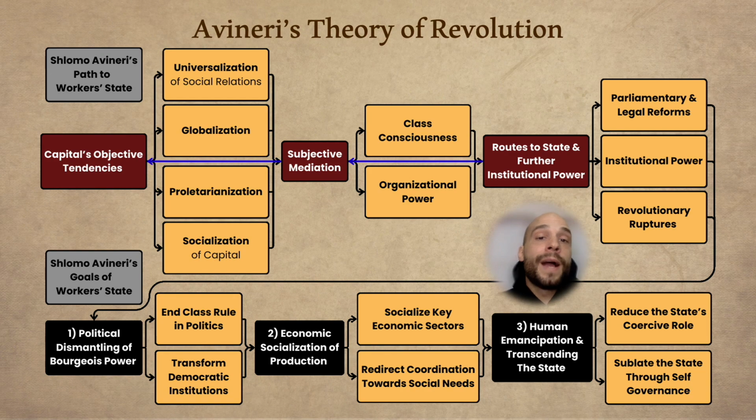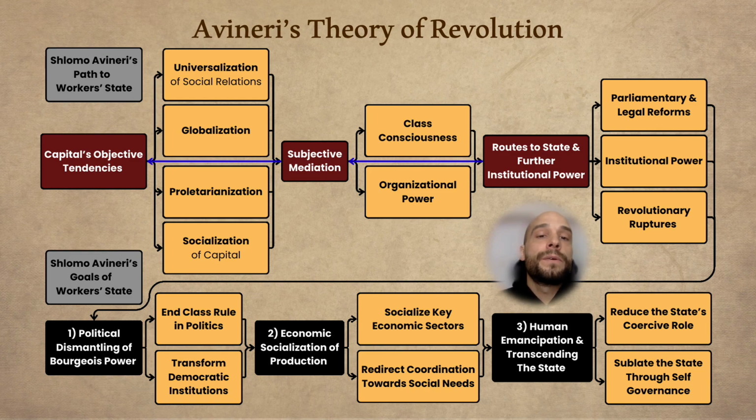Third comes a plurality of routes to state power. Avineri rejects any single road theory. Parliamentary reform, institutional power building, and rupture are all historically possible and contingent. What matters is not the form, but whether these routes mediate capital toward democratic control and deepen universal suffrage rather than foreclose on it. Once a worker state emerges, Avineri then asks a second question. What is it for? What are the goals? Here again, the answer unfolds in three interconnected goals.